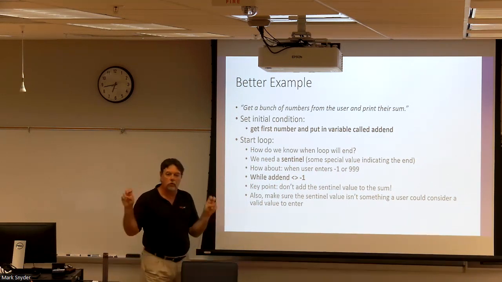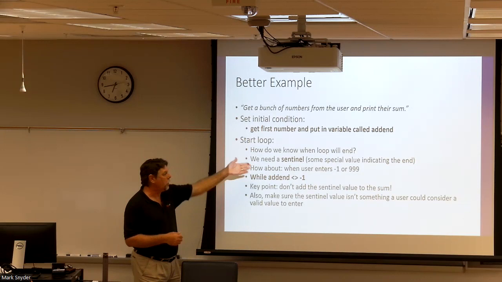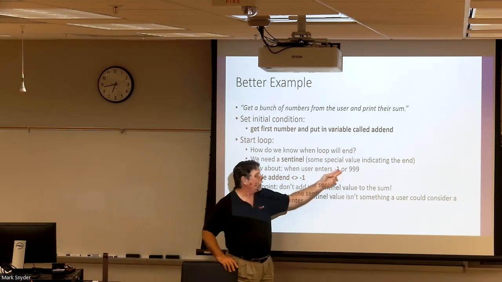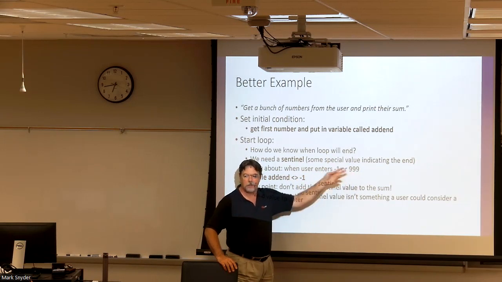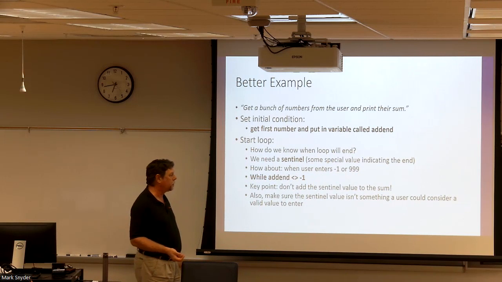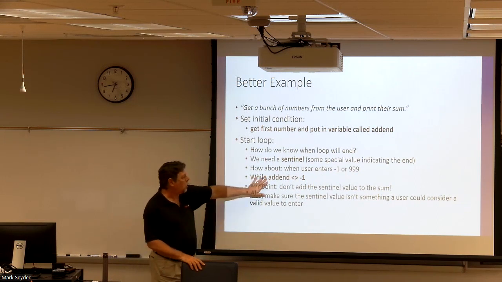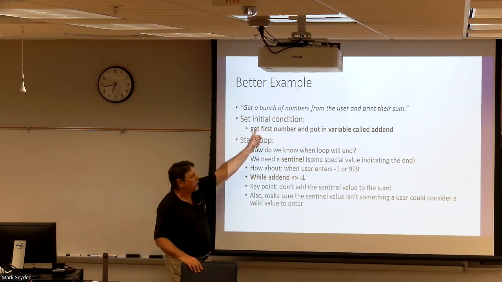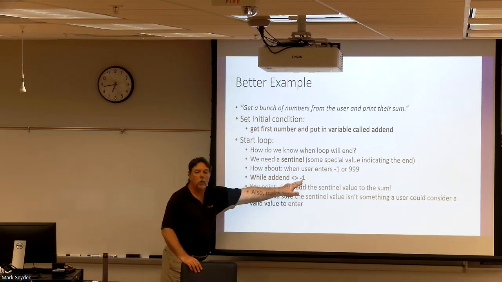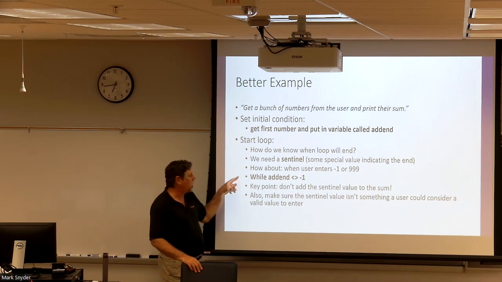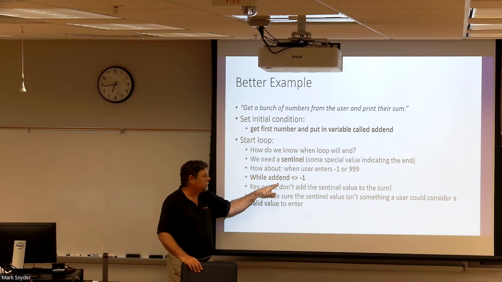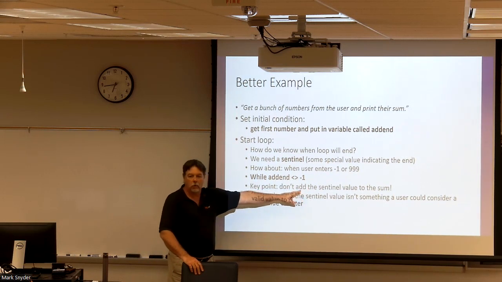So a sentinel controlled loop is going to involve a sentinel, which in this case is some special value that we get from the user that tells us that we're at the end of the list of numbers that they want us to add up. So we're going to ask for a number. We're going to put it into add in. If it's -1, then we know we're done looping. So we are going to loop while the number we put in this variable is not equal to -1.